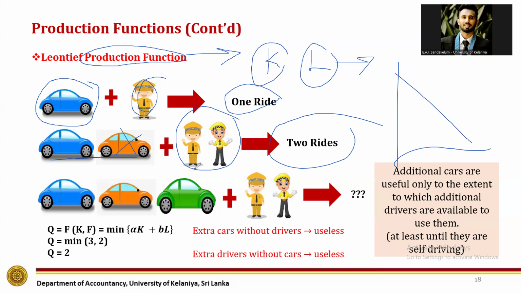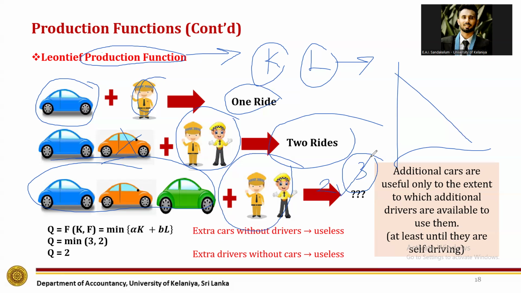If they have three cars, which is the capital, and two laborers, can we go for three rides? No, we cannot, the reason being we are using fixed proportions. Capital cannot replace labor, and labor cannot replace capital. So only two rides can be completed. If we have extra capital, it is useless to the organization.